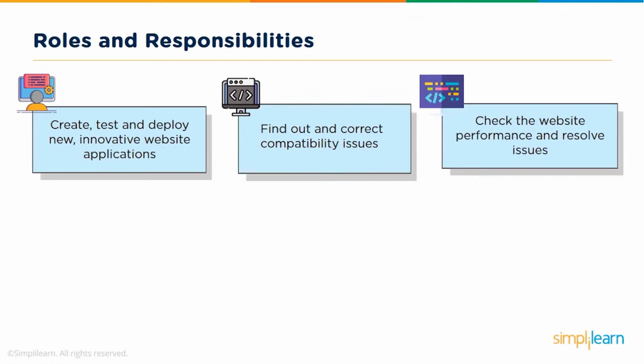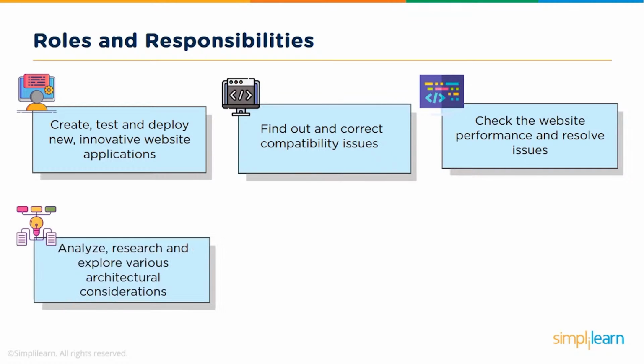Remember to check the website performance on all sorts of browsers like mobile, notebook, tablet, and solve the issues identified by customer feedback. Once the website performance is done, ensure you analyze, research, and explore various architectural considerations relating to the system design process, including web usability, the website's performance, and database design. Explore and assess different alternatives for implementing new application features.